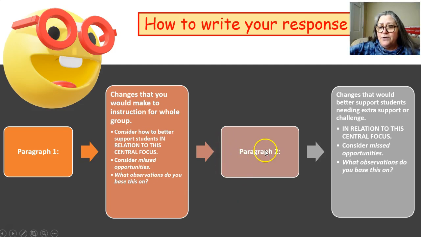And in paragraph 2, also in relation to the central focus and considering missed opportunities, and what observations you base this on, you need to now talk about changes that would better support students who need extra support. So all those special groups of students. And you might need more than 2 paragraphs, and that's fine. This is a minimum.